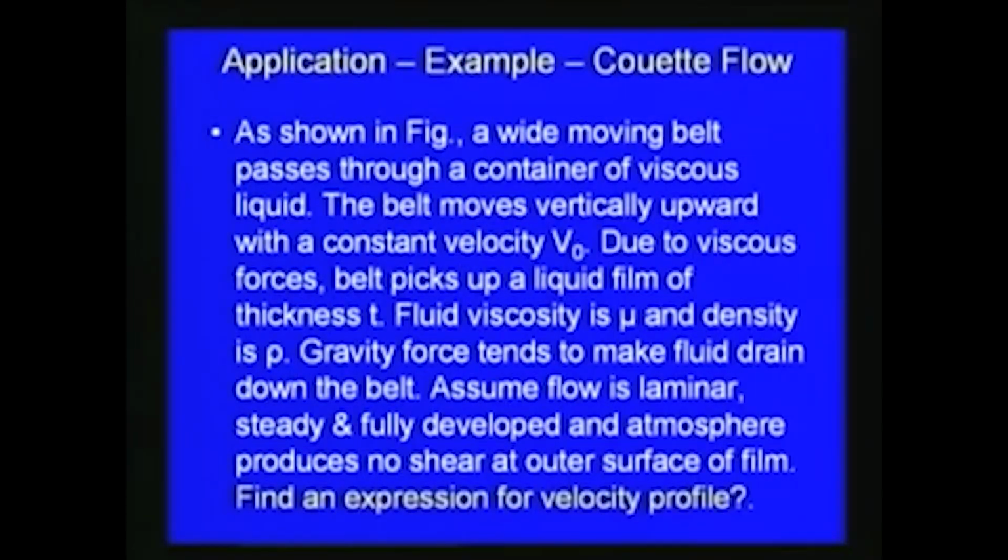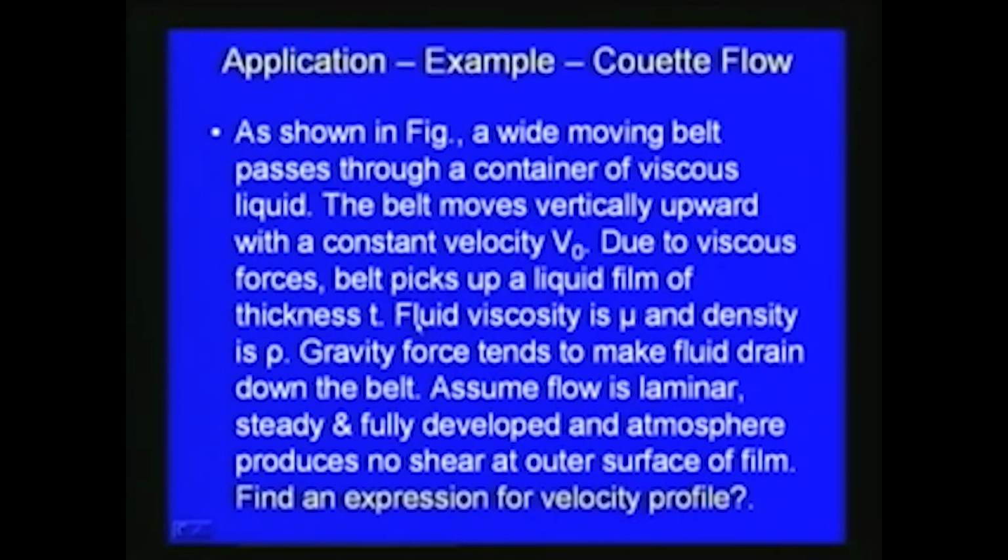So, the problem here is, as shown, a wide moving belt passes through a container of viscous liquid. The belt moves vertically upwards with a constant velocity V0. Due to viscous forces, the belt picks up a liquid film of thickness T. Fluid viscosity is mu and density is rho. Gravity force tends to make fluid drain down the belt. Assume flow is laminar, steady and fully developed, and the atmosphere produces no shear at the outer surface of the film. Find an expression for the velocity profile.